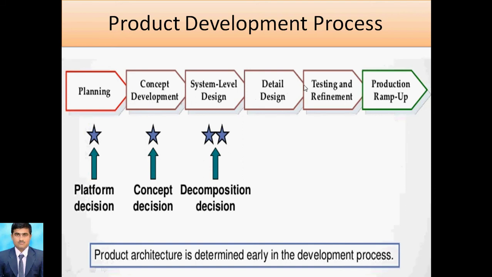After that we go for testing and refinement. Testing is done in a physical, traditional way, or in the newer rapid prototyping way. After that we take refinement, then we formalize the product, and then the product is launched into the market, that is production ramp up. So this is the product development process. Basically the product architecture is determined early in the development process. This is an important note.